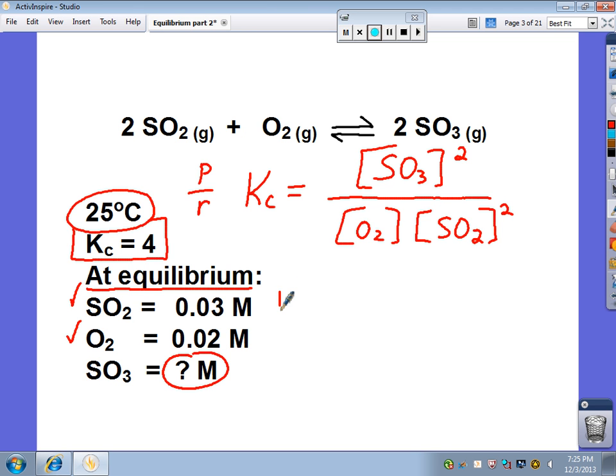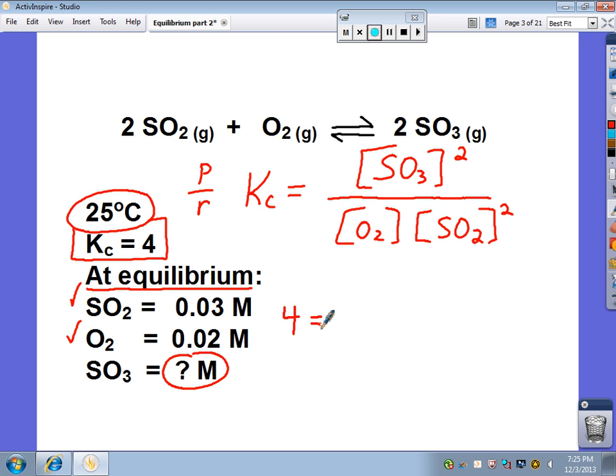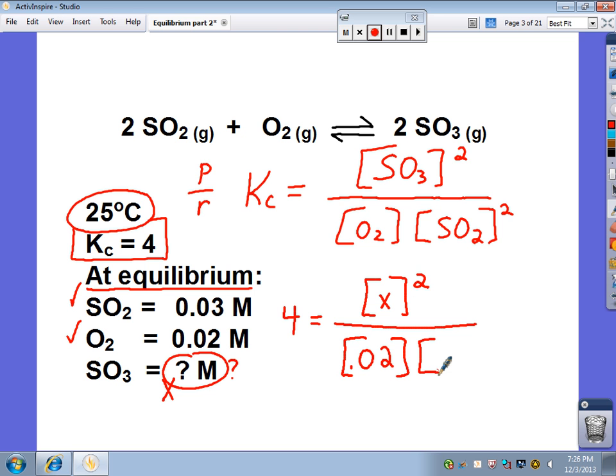And now what do I know? I know that my Kc is equal to 4. Actually, let me move this down because I didn't do that very well on the other page. I know that my Kc is equal to 4. My sulfur trioxide, I don't know, do I? So this is my x. So I'm going to put x up here, and what do I do with x? Well, my law of mass action, my equilibrium expression, tells me that I need to square it. Putting my values in according to what is in my chart, I have oxygen, O2, 0.02 molar, and my sulfur dioxide is 0.03.